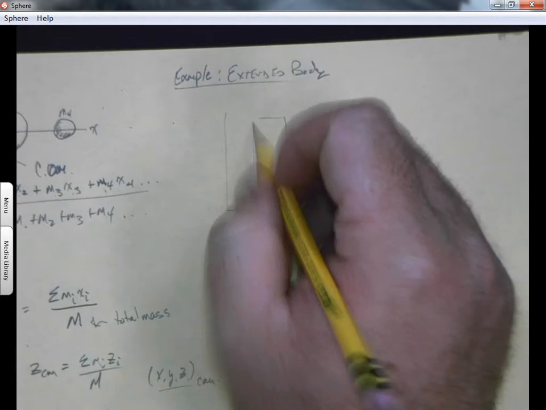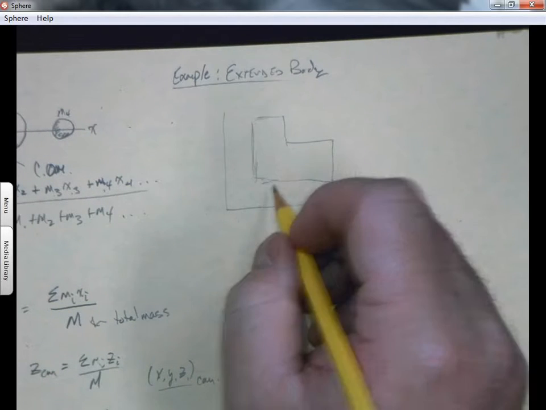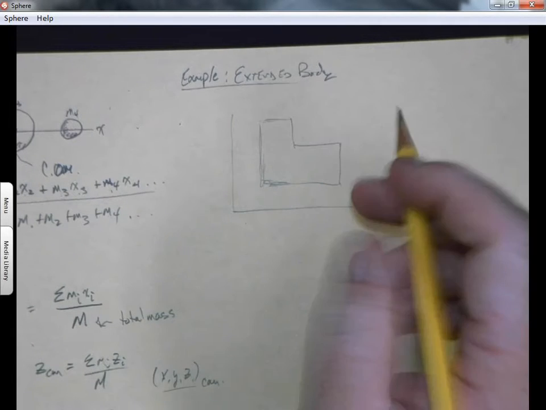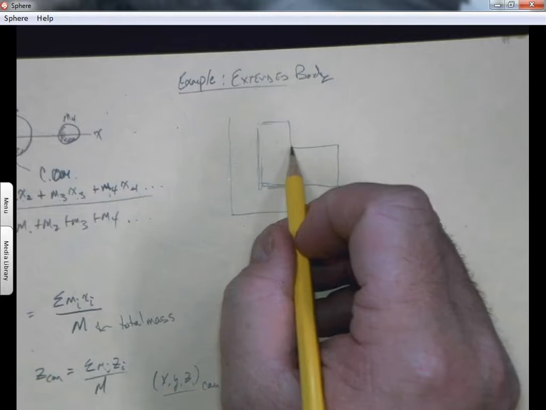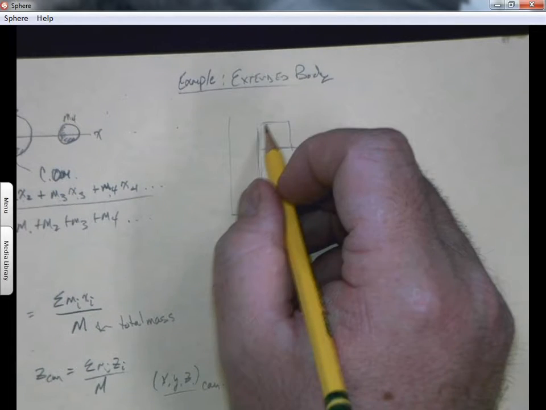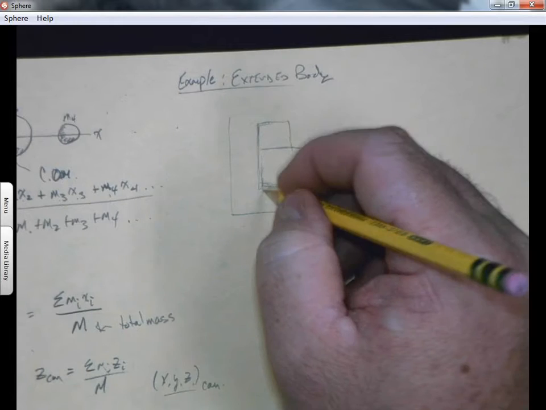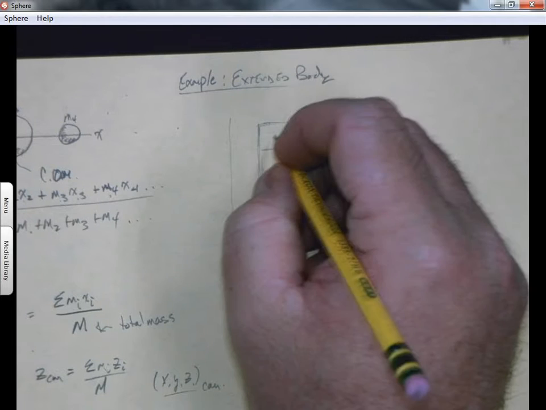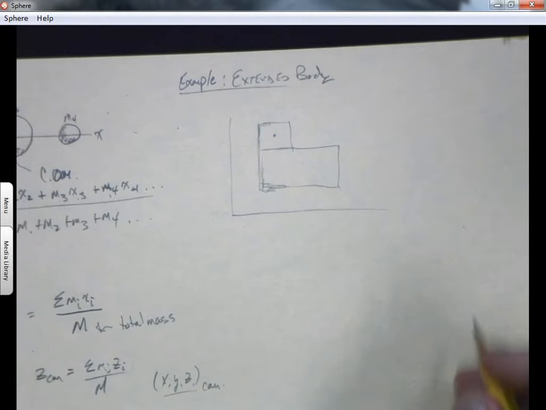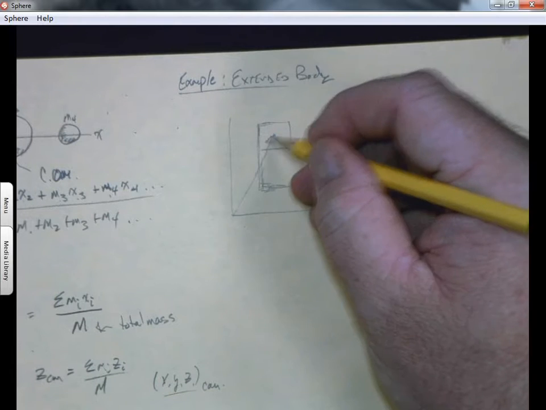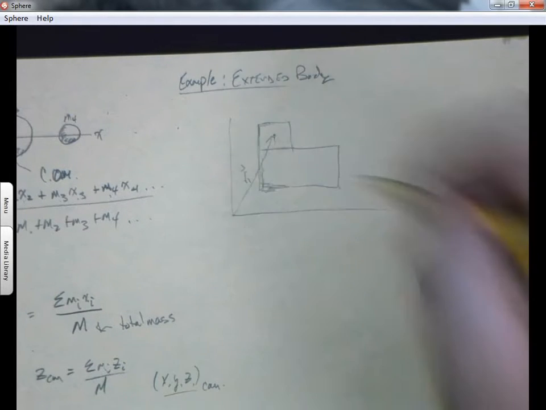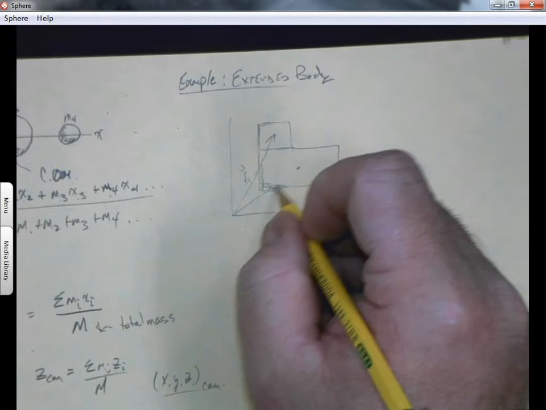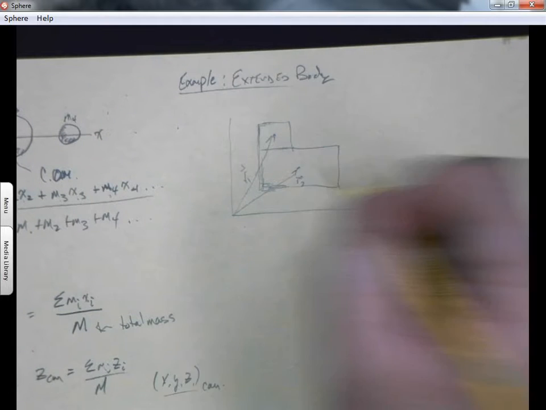Say it's a piece of sheet metal that we want to cut out in a particular form, and we want to find its center of mass. Well, we can divide this into two pieces. If this whole thing has a uniform composition, then we can divide it into pieces that have known centers of mass, so that would be R1, and that would be R2, and then we could add them together.